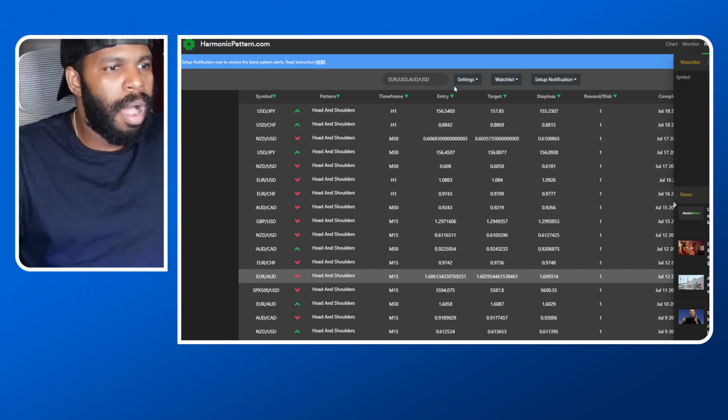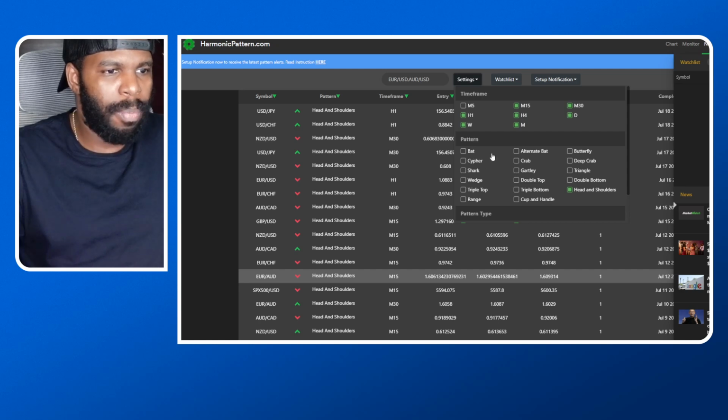Now, harmonic doesn't only have head and shoulders patterns. They have the bat pattern, cipher, shark, wedge, triple top, range, the alternating bat, the crab pattern, garlic. These are harmonic patterns. A double top, triple bottom, cup and handle, butterfly, deep crab. All of these are patterns. But the reason why I'm making this video is because the head and shoulders pattern is one of FXAlexG's favorite patterns, and I believe it's powerful when it comes to adding it as extra confluence.